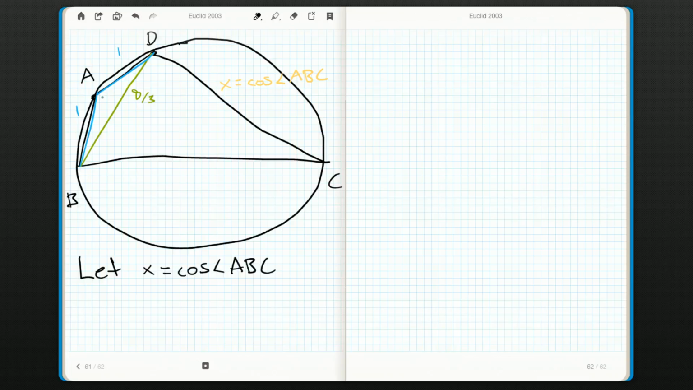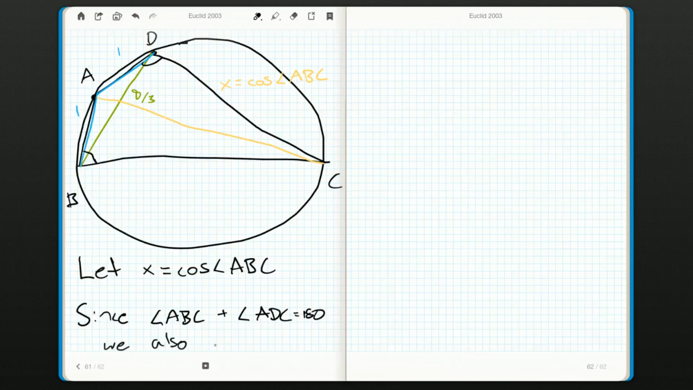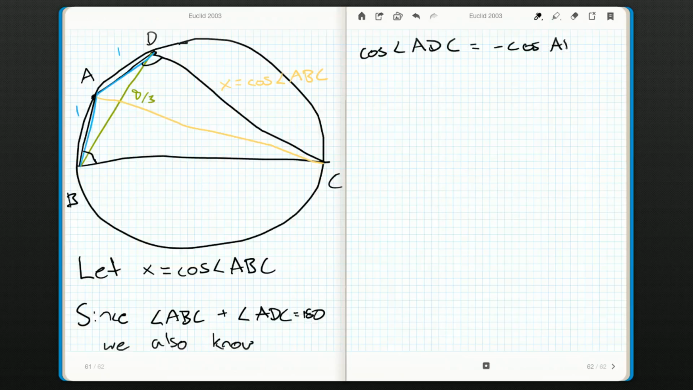Because that just used the angle there. We have this 8/3 here. I don't know if that's going to help in some way. But one thing we haven't used is triangle ABC. Oh, because if I know this cosine, then I know this is going to have negative x as its cosine. So since angle ABC plus angle ADC equals 180, we also know that the cosine of ADC is negative of the cosine of ABC, which is negative x. Okay.